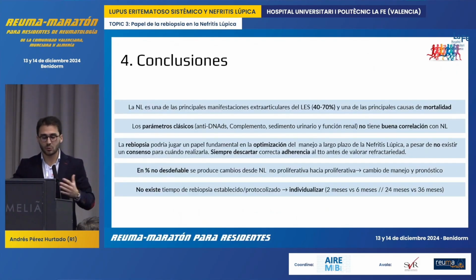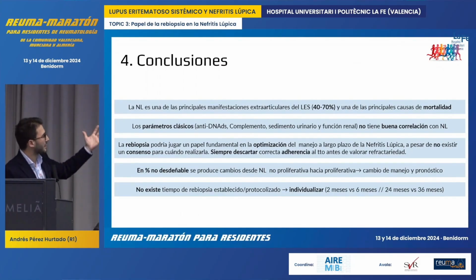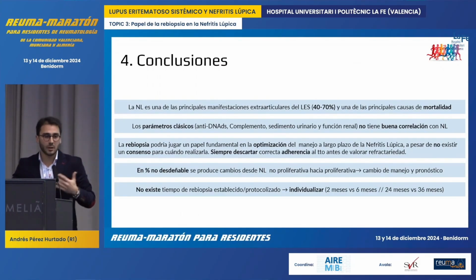And regarding the conclusions, well, as I mentioned briefly at the beginning of the presentation, lupus nephritis is one of the main extra-articular manifestations of lupus. And it also carries a high burden of morbidity and mortality, being one of the leading causes of death among patients. The main clinical parameters, anti-DNA, complement levels, etc., are not always as reliable as we might think. Therefore, there will be a not insignificant percentage of patients in whom we must suspect that even though the parameters appear to be improving, if the patient reports symptoms or is experiencing any kind of discomfort, we should consider that there might be something more going on.